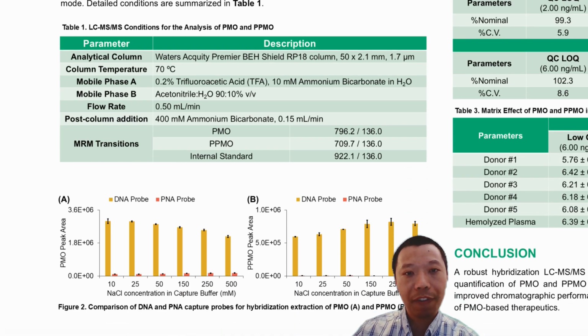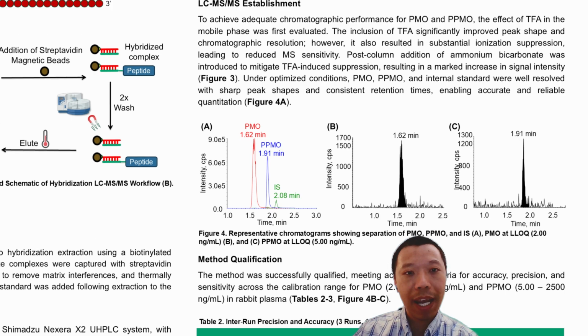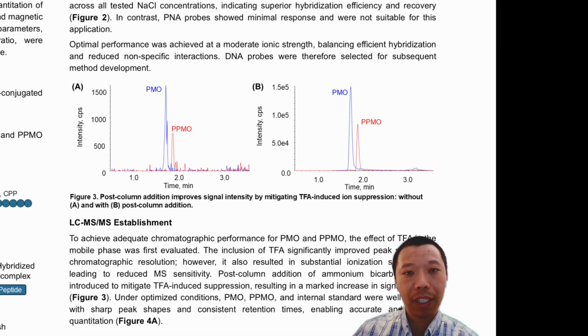We first evaluated capture probe chemistry. As shown in Figure 2, the DNA capture probe showed significantly higher signal intensity compared to the PNA probe, indicating better hybridization efficiency and recovery. Based on this result, the DNA capture probe was selected for the following method development and qualification. Next, we evaluated chromatographic conditions.